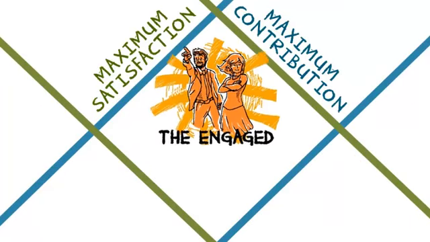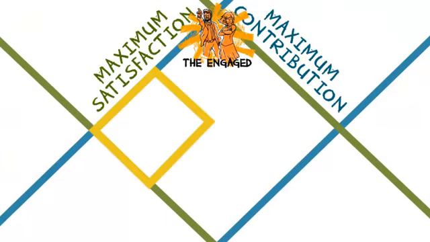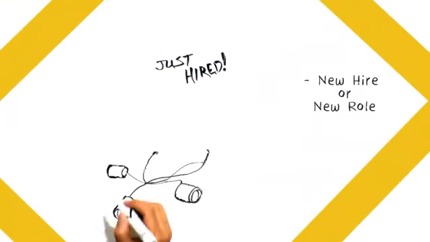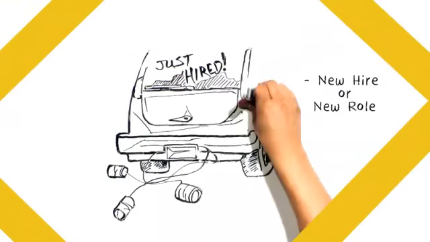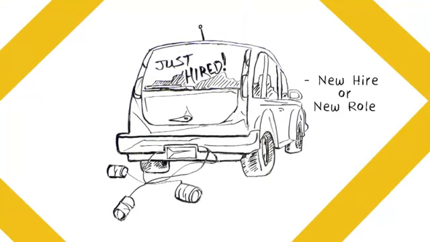Now let's look at some other scenarios. Some people are high on satisfaction, but they aren't contributing fully. There are a few things that might be going on here. The person might be new to the organization or new to the role. Although satisfaction's high, they're not yet fully up to speed. We call this group the honeymooners.